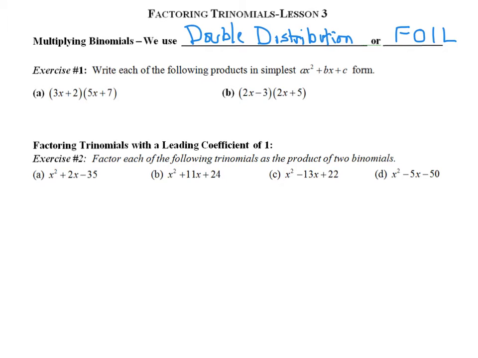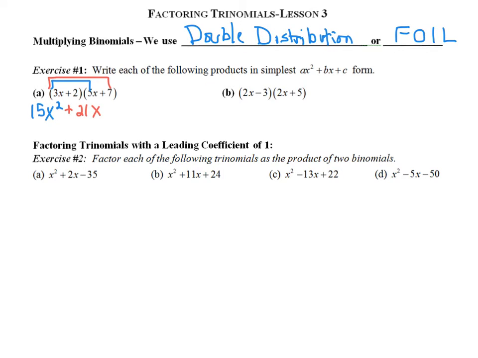In exercise number 1, I'm multiplying 3x plus 2 times 5x plus 7. So showing that I'm multiplying first of all the first terms together, 3x times 5x, of course, gives us 15x squared. Then we're going to go to the outside terms. So that would be multiplying 3x times positive 7. 3x times 7, that's 21x.